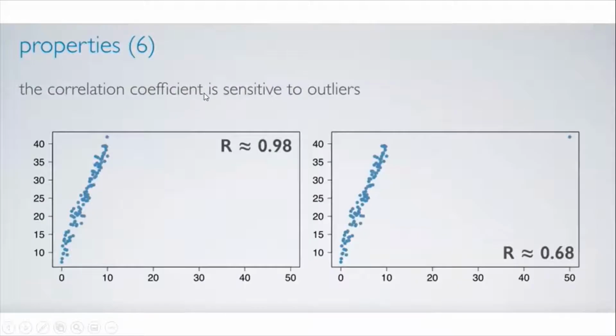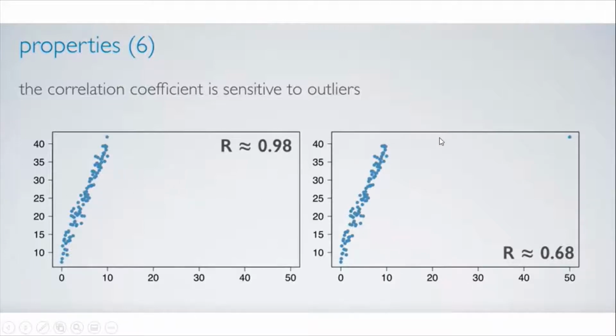Another thing: what is the correlation coefficient and how do we calculate it? It is calculated using standard deviation, essentially. So it is sensitive to outliers, like we discussed in descriptive statistics. We have two plots with the same scale. On the x-axis, it goes from 0 to 50, and on the y-axis, the same, 0 to 50.